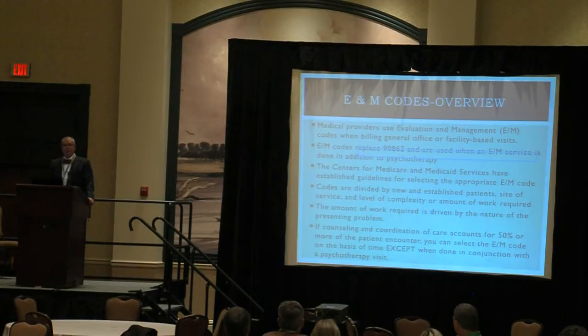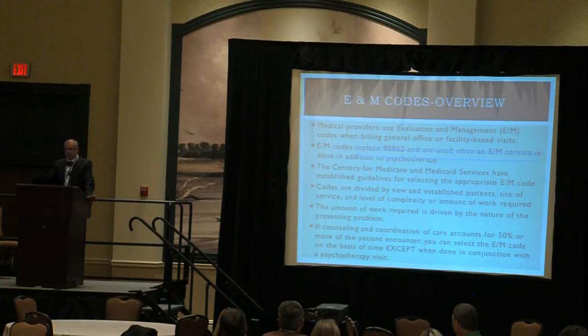The amount of work required is driven by the presenting problem. One new requirement: if you bill an E&M code, you have to put in a chief complaint, a presenting problem. That was not necessarily a requirement in 90862. It's a data element that you need to make sure is in your documentation now. What is the chief complaint or presenting problem?